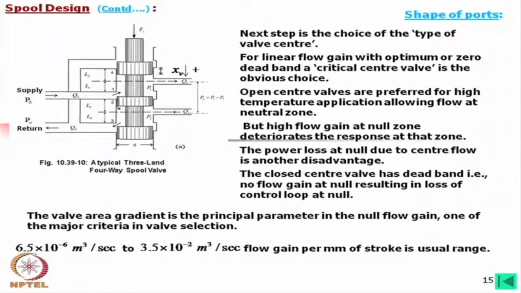Now, I have also given some practical data. It is 6.5 into 10 to the power minus 6 meter cube per second, that is 6.5 cc, and 3.5 into 10 to the power minus 2, that is perhaps 3.5 liter per second. Flow gain per millimeter of stroke is in this usual range. The spool diameter is selected accordingly.